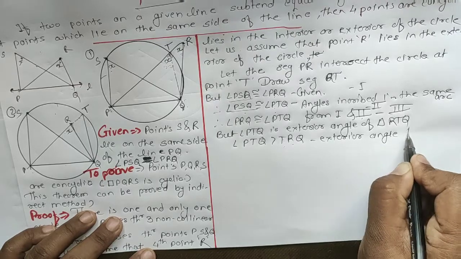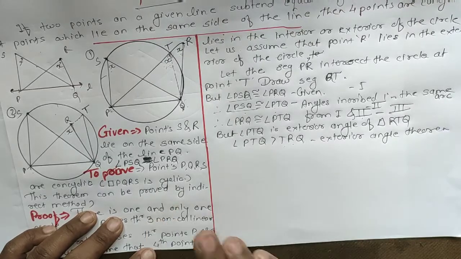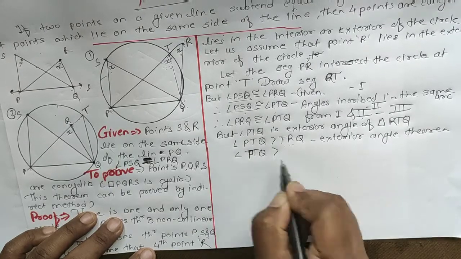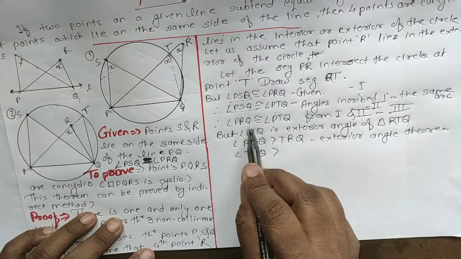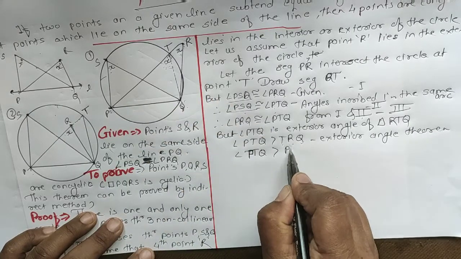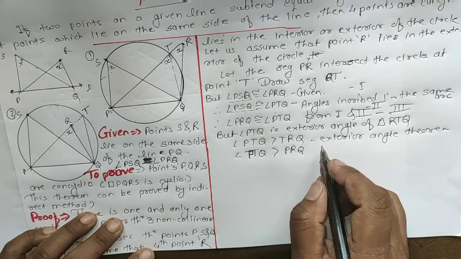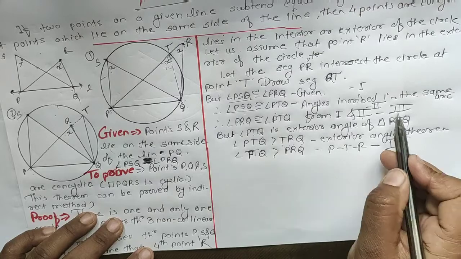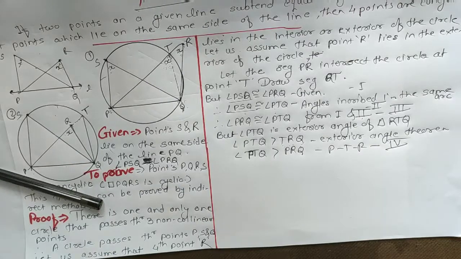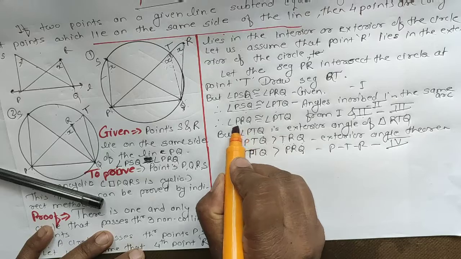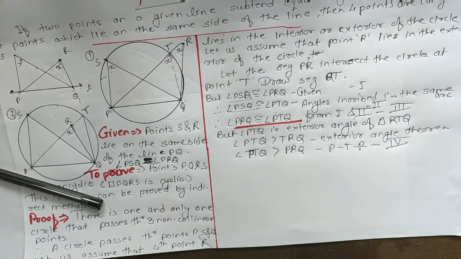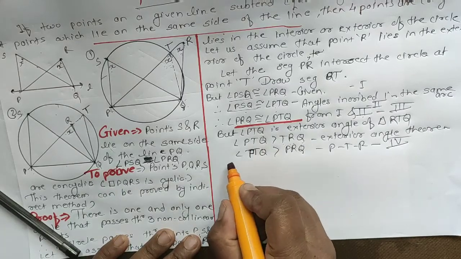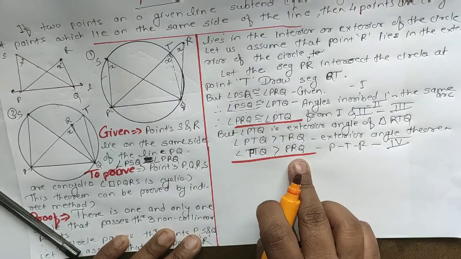Here we will extend PT. Instead of writing TRQ, write PRQ: PTQ is greater than PRQ, and that is our statement number 4. Now in the third statement we are saying that PRQ is congruent to PTQ, and in the fourth statement we are saying that PTQ is greater than PRQ.